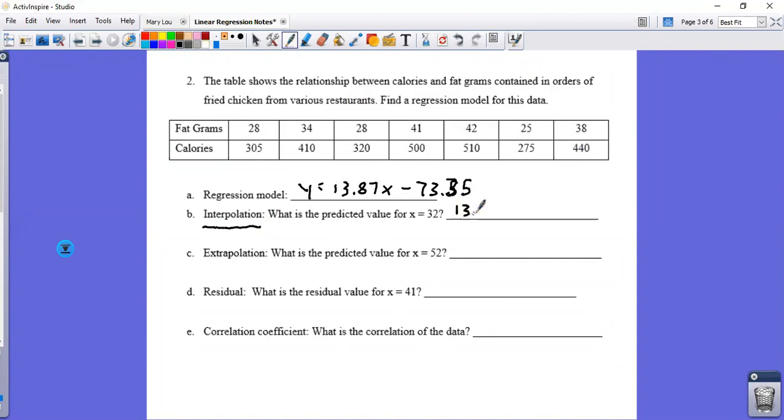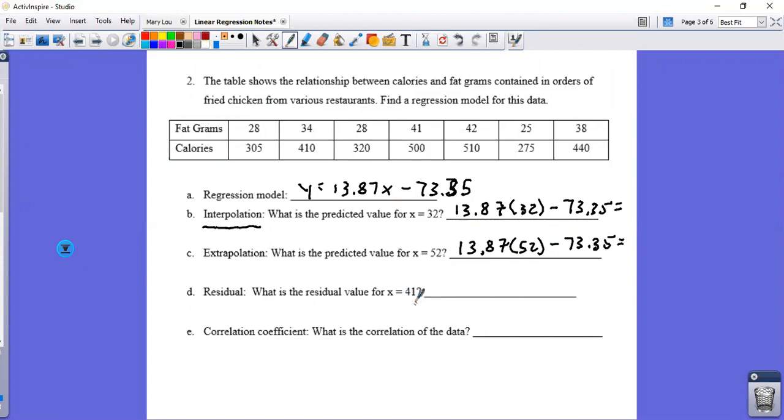So you do 13.87 times 32 minus 73.35. I think you guys can plug that in the calculator. Not a big deal. You get that answer. Extrapolation just means this 52 is higher than or lower. We could have done 12 there, and that'd still be extrapolation. 13.87 times 52 minus 73.35. And again, the calculation isn't the point.